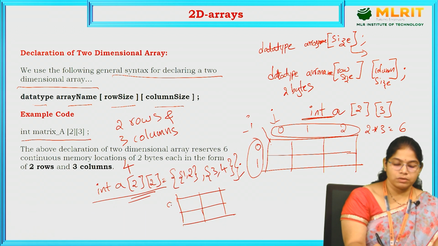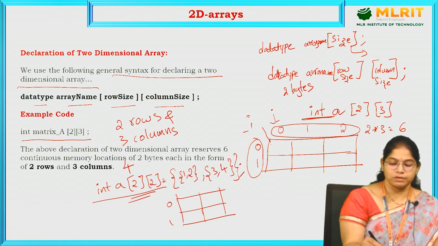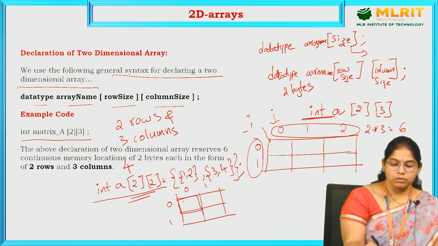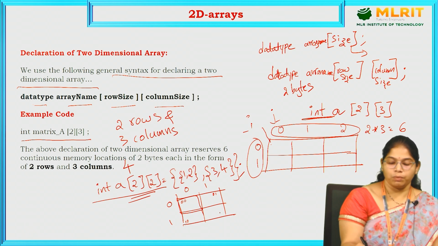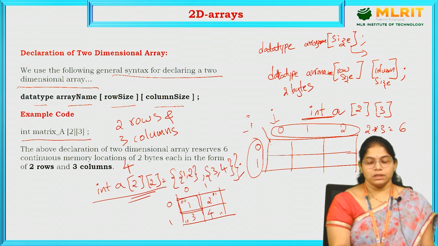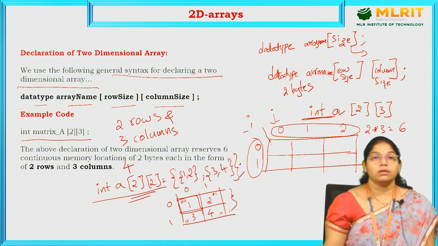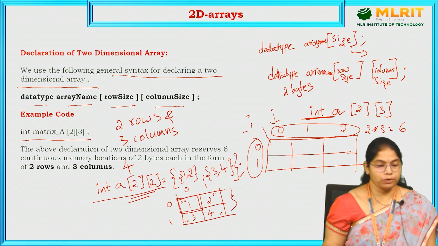So this is 0th row, first row, 0th column and first column. The index of this is 0,0; 0,1; 1,0; 1,1. Here we are storing 1, 2, 3 and 4. In this way we can store the elements in tabular form using a 2D array.